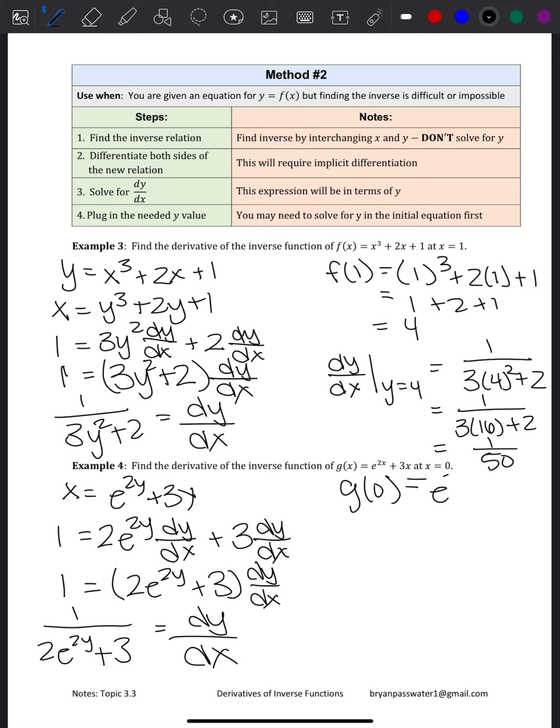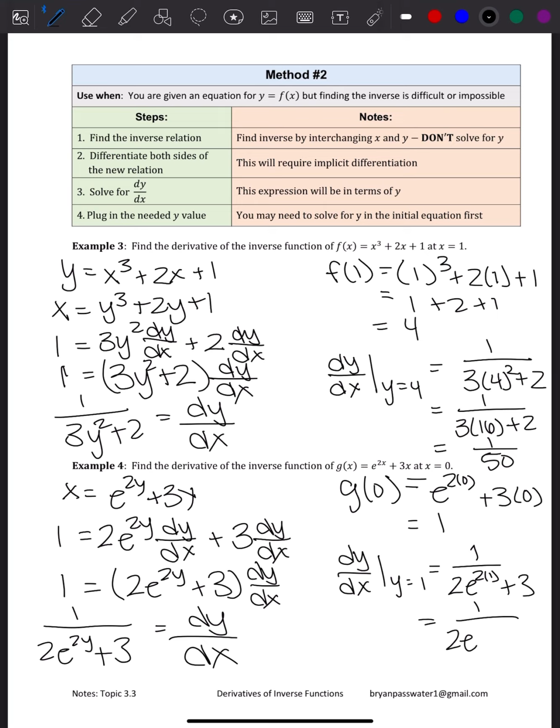So we have e to the 2 times 0 plus 3 times 0. Well, 2 times 0 is 0. E to the power of 0 is 1, and 3 times 0 is 0, so the total is 1. So I'm going to be plugging in 1 to my function. So dy over dx when y equals 1 is equal to 1 over 2e to the 2 times 1 plus 3. Well, we can't really simplify that a lot, so it's just 2 times e to the second power plus 3.